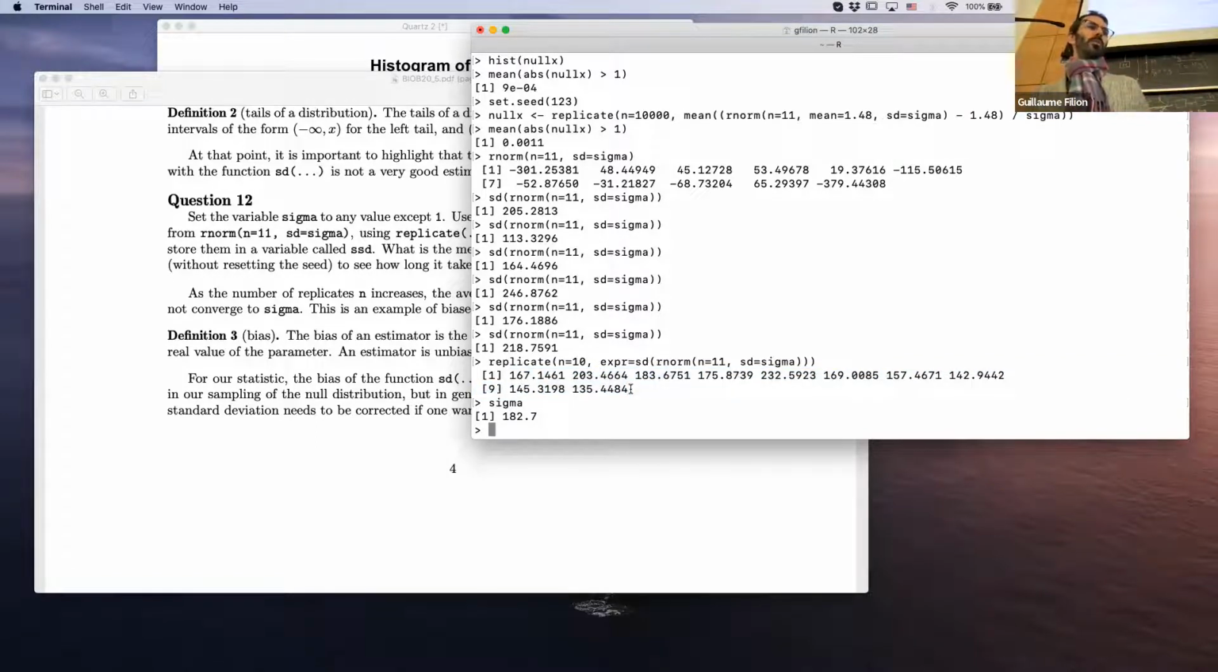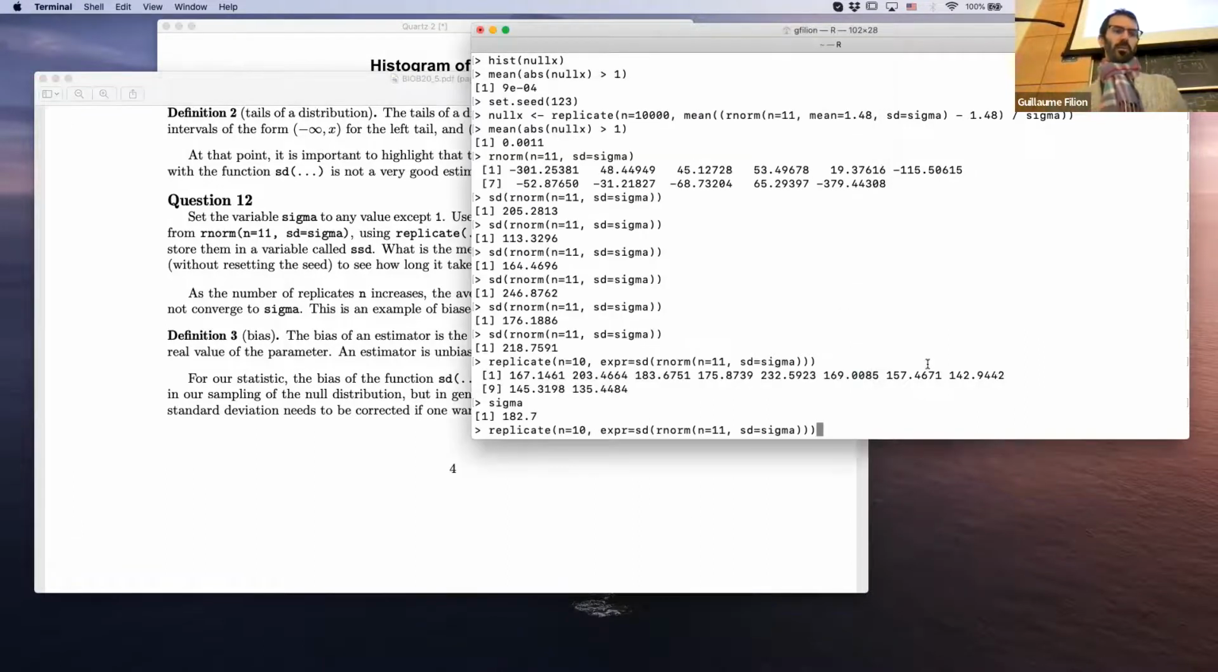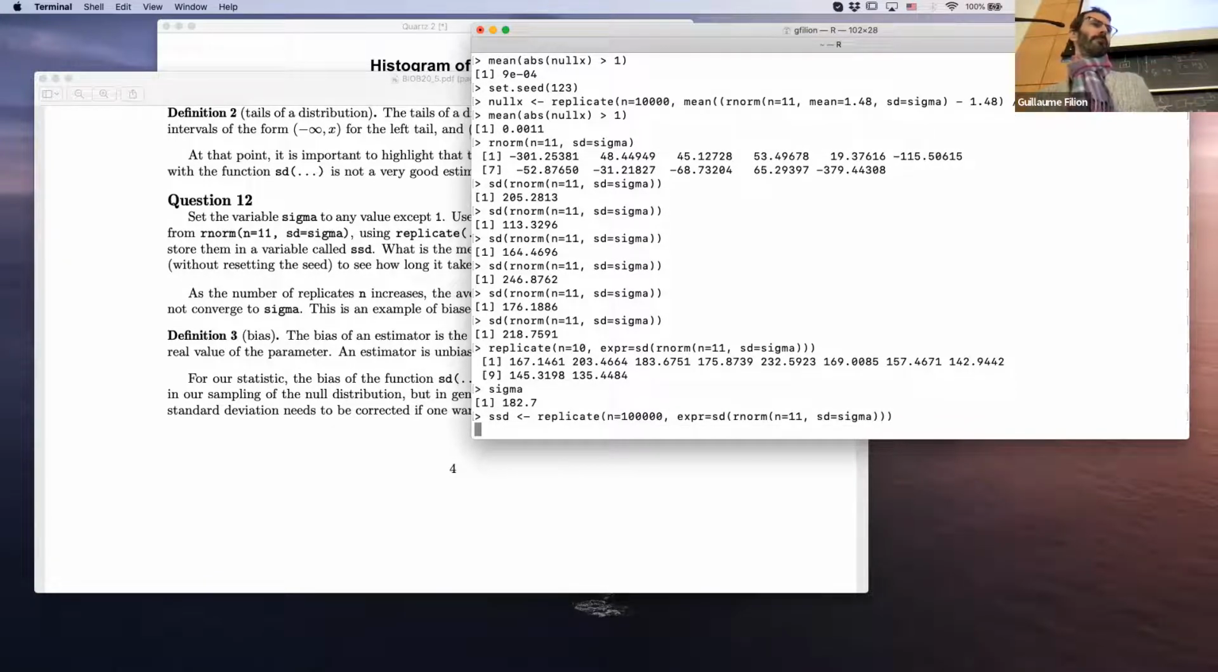But we don't do it just 10 times, we have to do it 100,000 times. That's pretty long. That will take a bit longer than usual. So we're saying SSD here is that. And you see that it takes a bit.